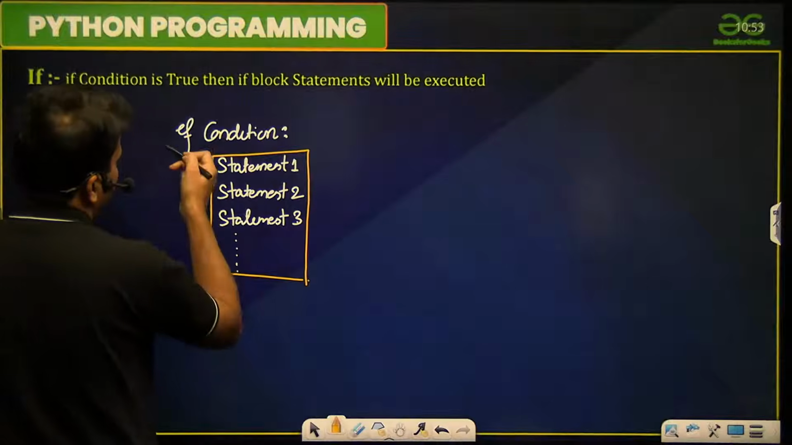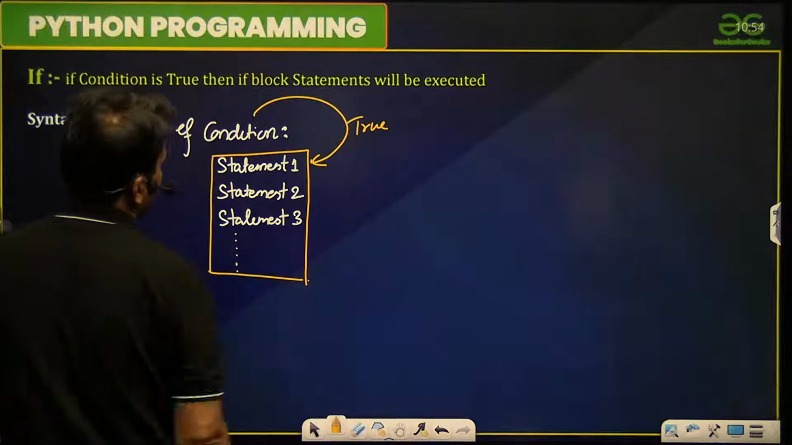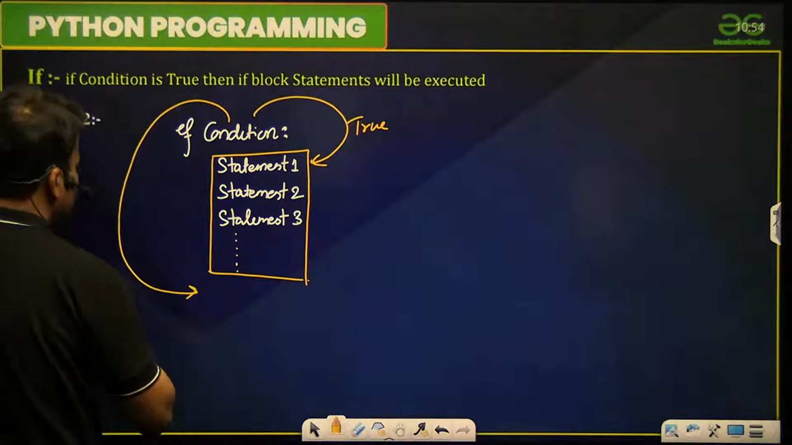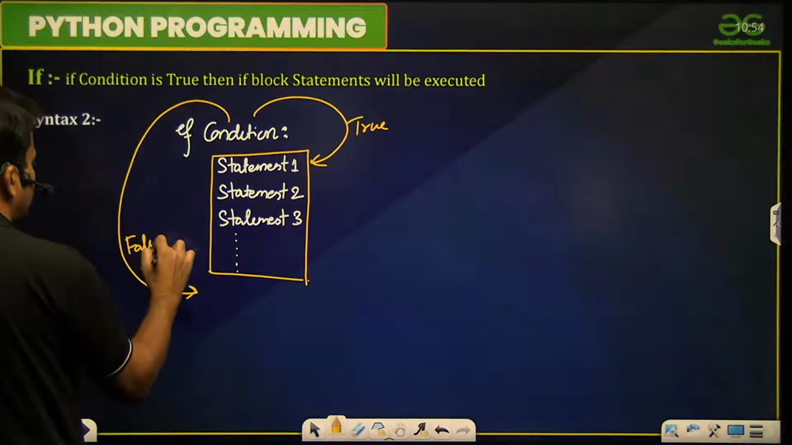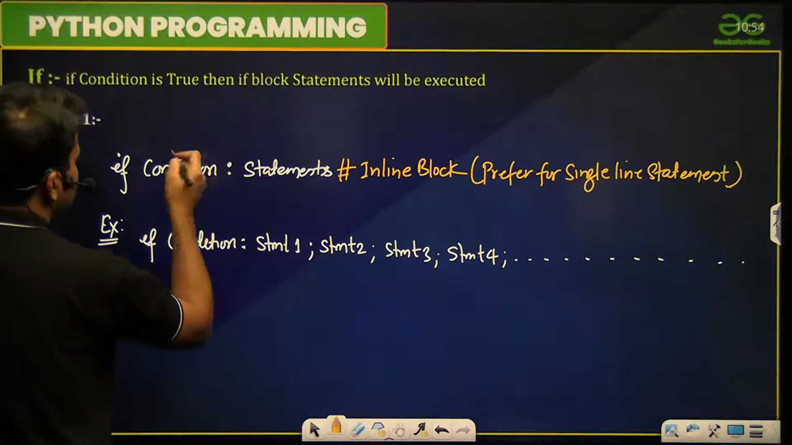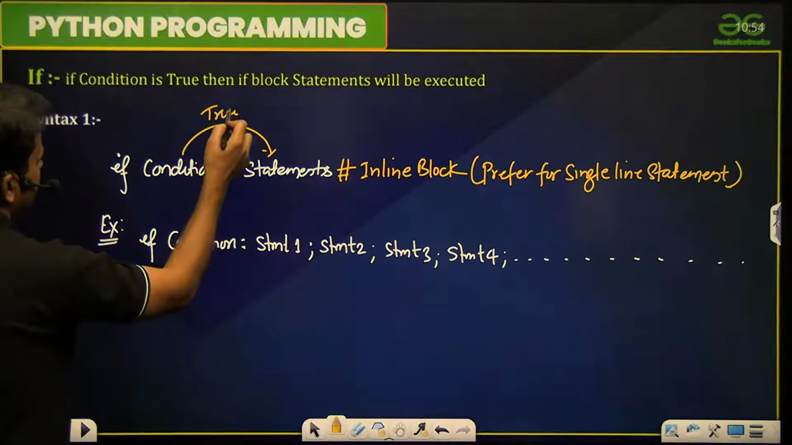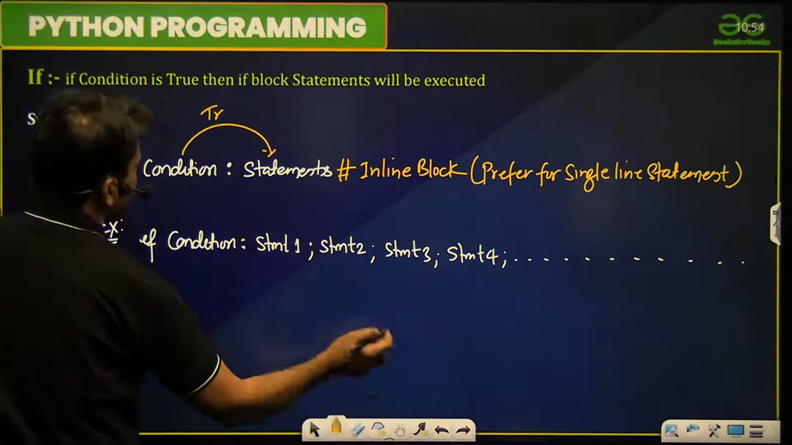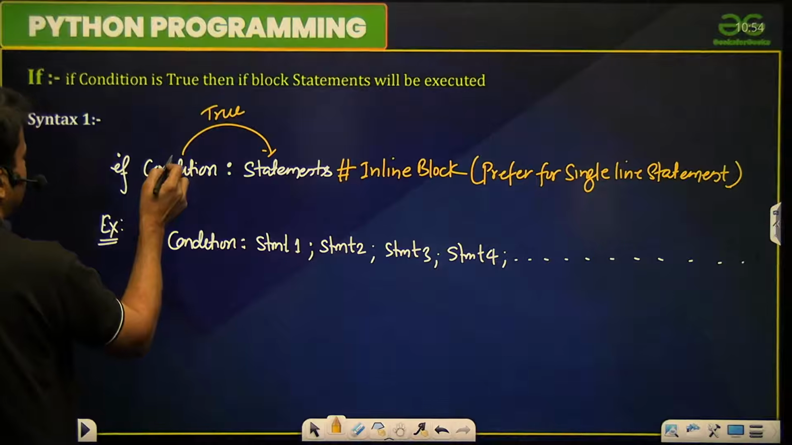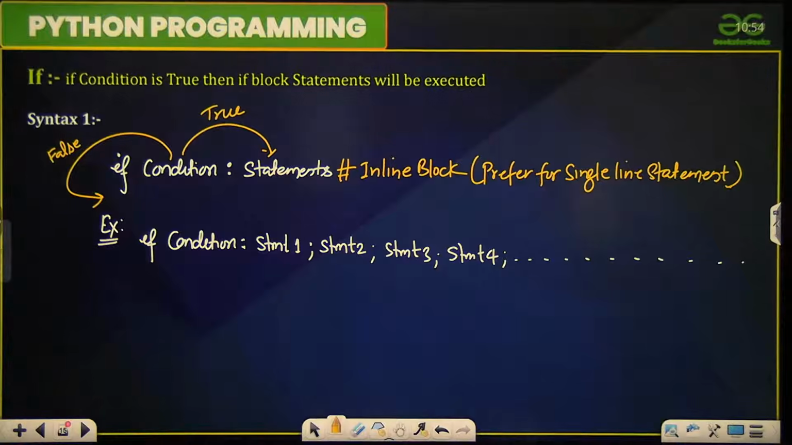So first of all, how can we execute this, sir? If this condition is true, then this block is executed. If this condition is false, then you exit from this structure. Similarly, for a single statement, if this condition is true, then you execute this one. If this is false, then you exit from this structure.